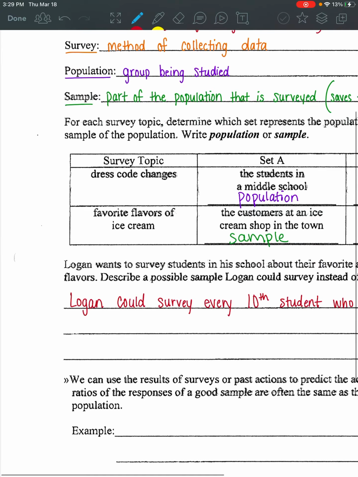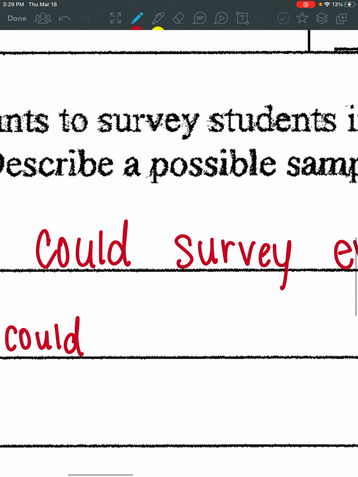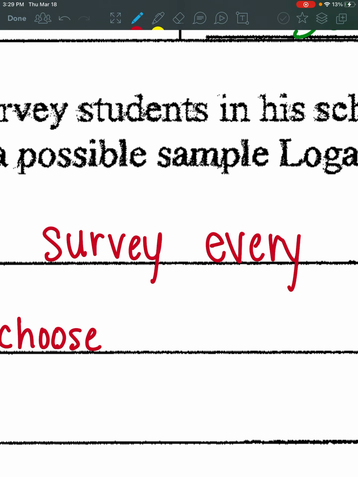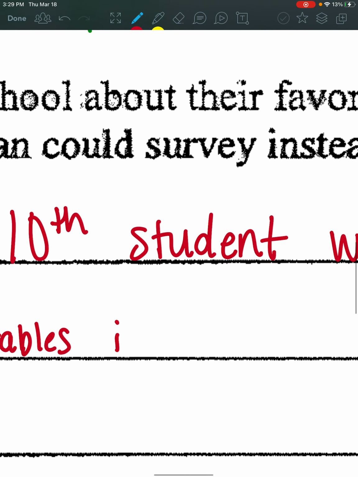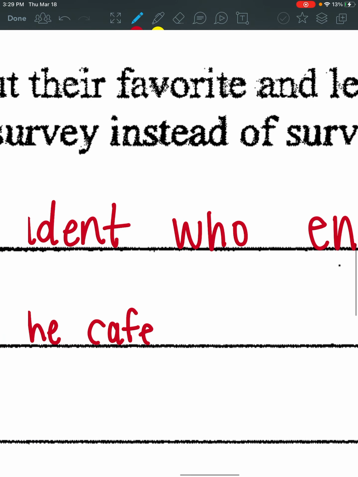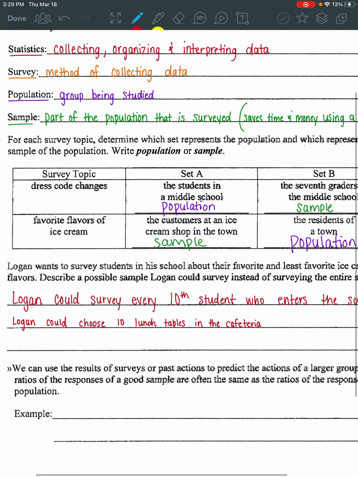Logan could go around to different tables in the lunchroom. Maybe we could say Logan could choose, let's say, 10 lunch tables in the cafeteria to survey. So like I said, there's not one exact answer here, but think of different ways that you could survey without having to survey every single person in the school.